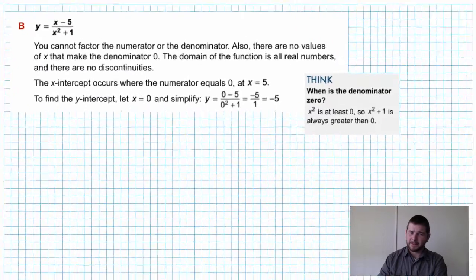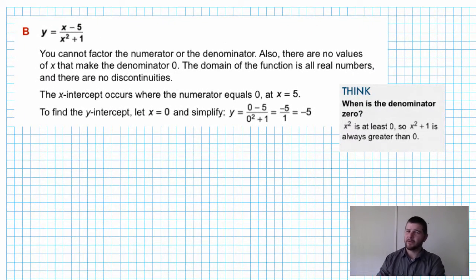B says y equals x minus 5 over x squared plus 1. Same directions. We have some things to identify: points of discontinuity, determine whether those are removable or non-removable, and x and y intercepts. You cannot factor the numerator or the denominator, so this saves us a little bit of work, although it's arguably fun work, like solving a puzzle.